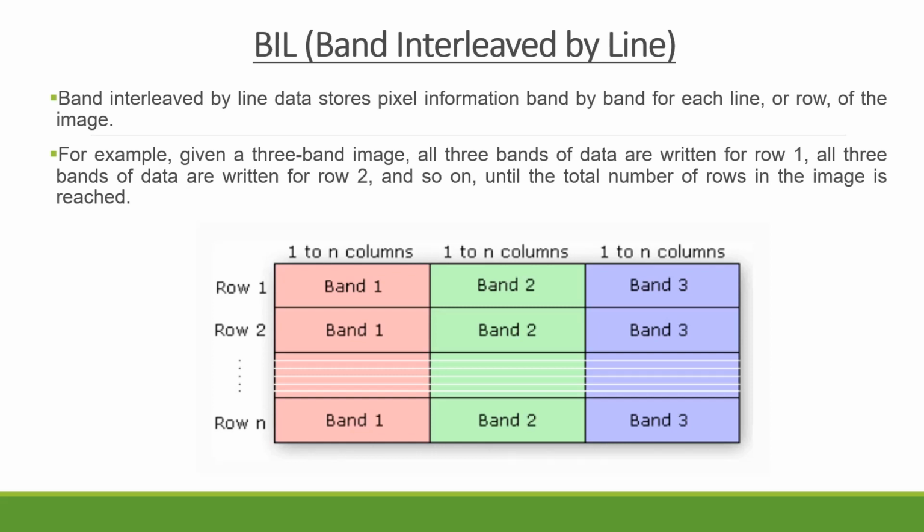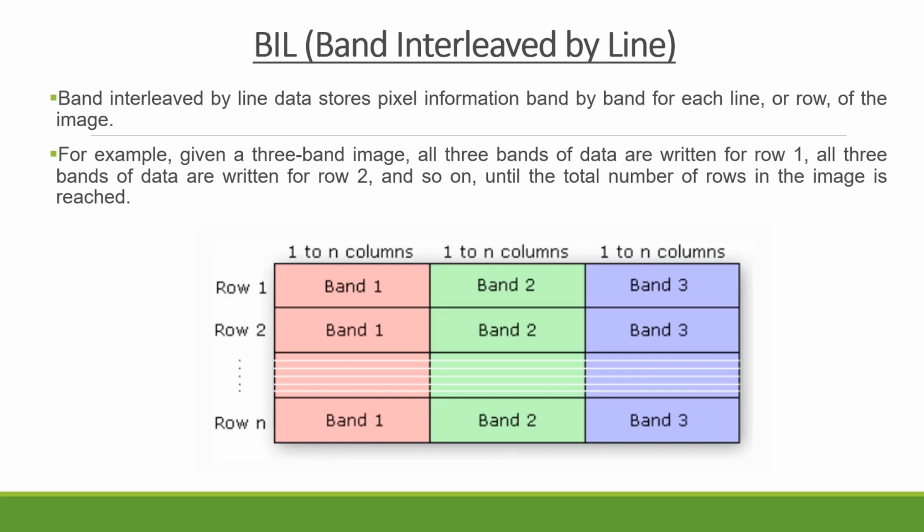So in band interleaved by line format, the bands are interleaved by line, which stores pixel information band by band for each line or row of the image. We can save the information either row by row or column by column. As you can see, there is a figure showing that first we have saved the first line of the red band, then the first line of the green band, and then the first line of the blue band.